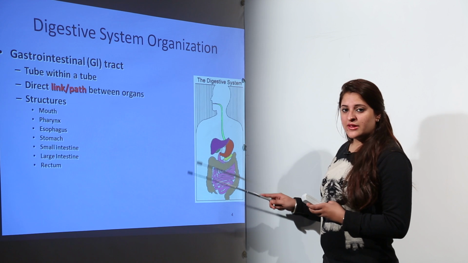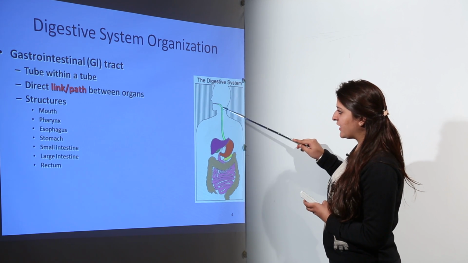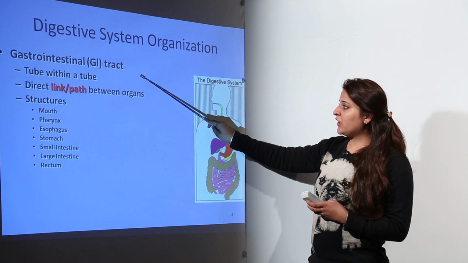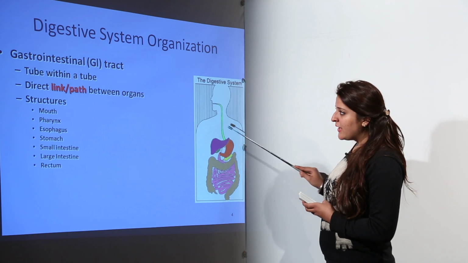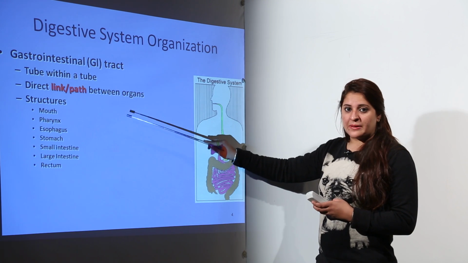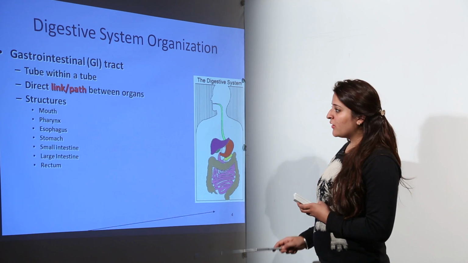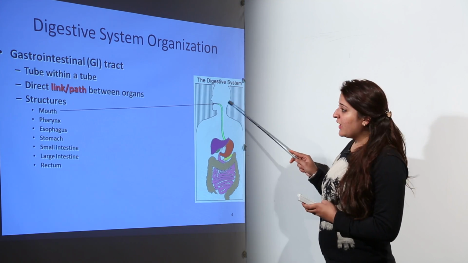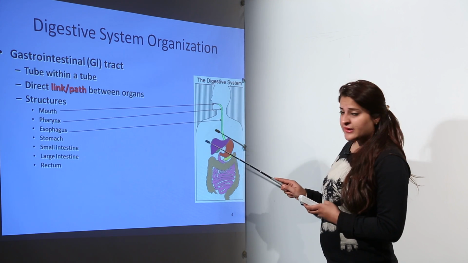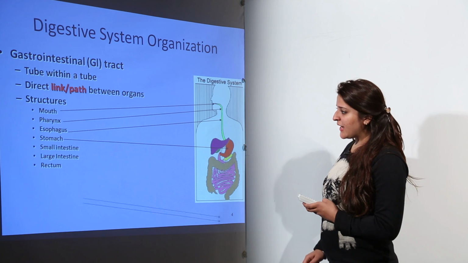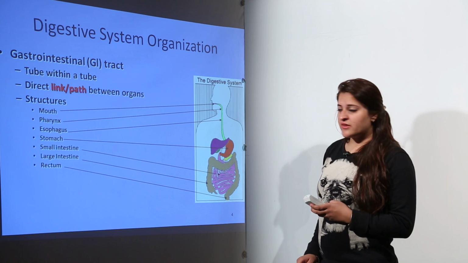So how is this digestive system organized? Actually, this is a GI tube, which is a gastrointestinal tube, which we call a tube within a tube. This is a direct path between the organs. What are the different structures present in the digestive system? These include, first, the mouth, which is present here. Next is the pharynx. Next is the esophagus. Next, the stomach, small intestine, large intestine and rectum. These are the various structures of the digestive system.